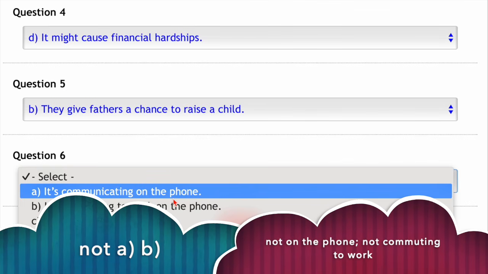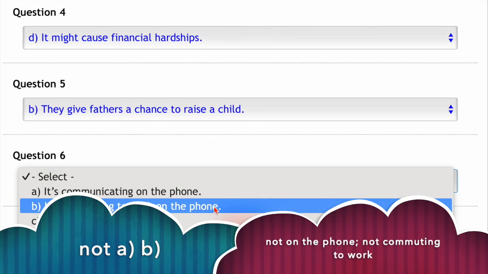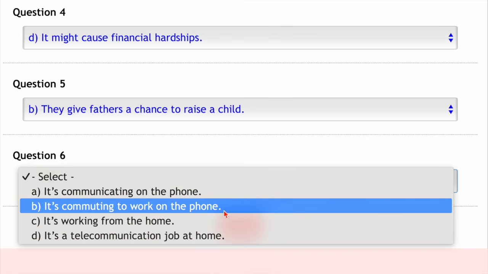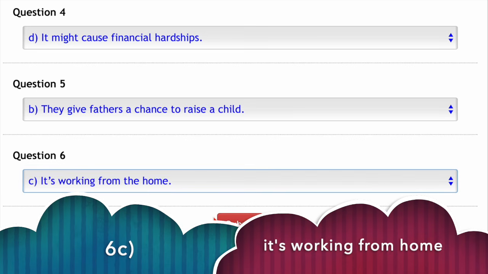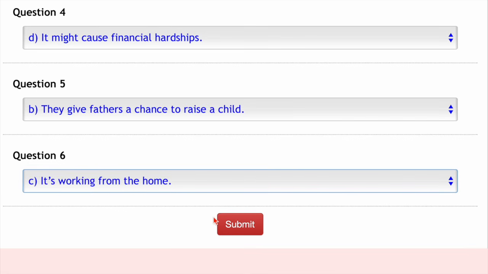It's communicating on the phone, so not the phone. It's commuting to work on the phone. No, not commuting to work. It's working from home is the answer. Telecommunication, the job. So C. C is the answer. Very interesting, everyone.